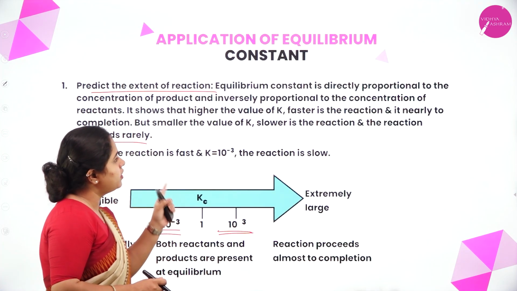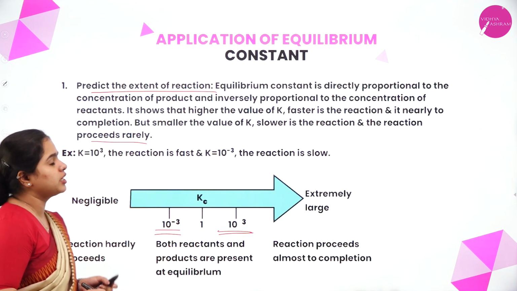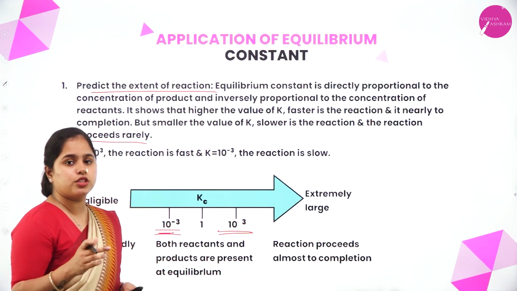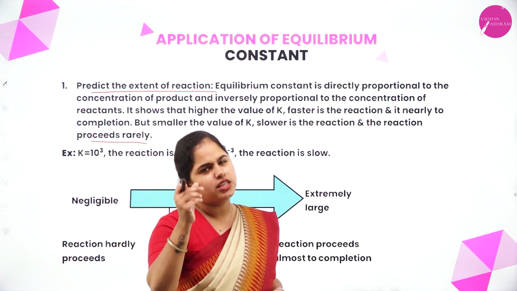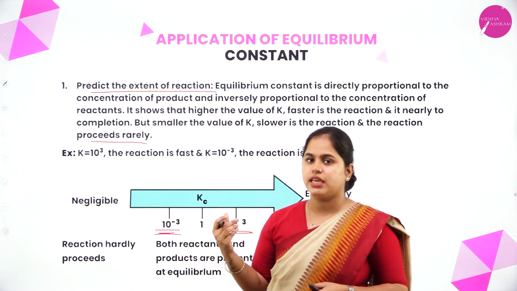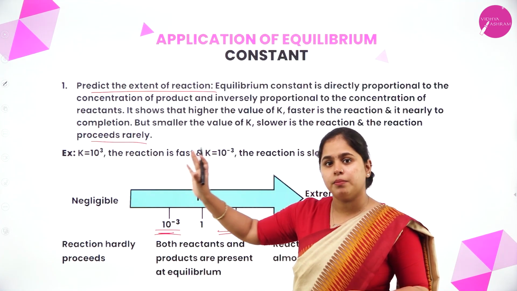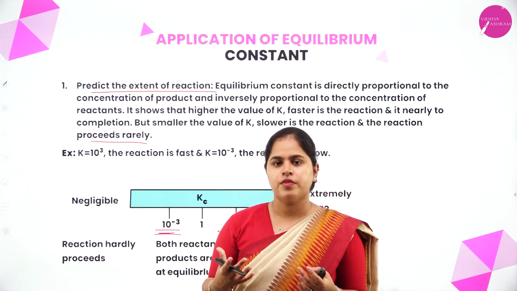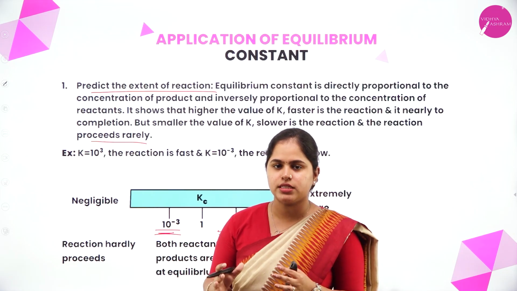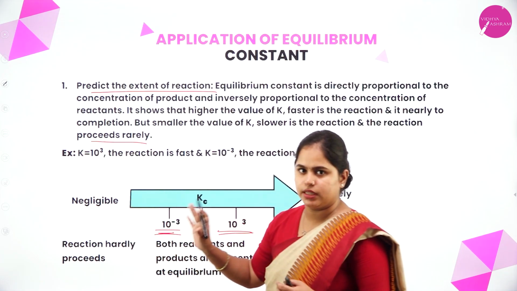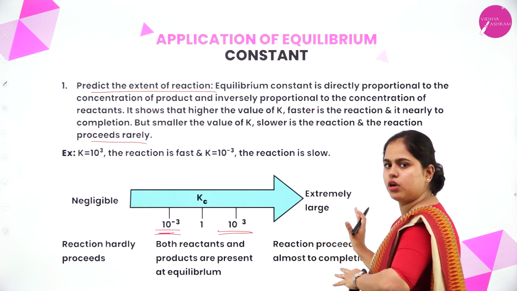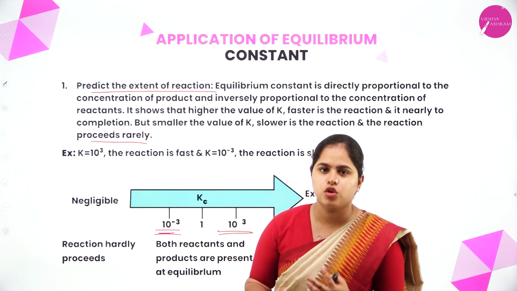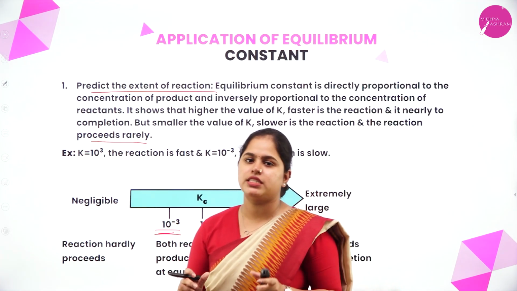But the smaller the value of K, the slower is the reaction, and the reaction proceeds rarely. If the value of the equilibrium constant is 10 raised to the power minus 3 or lesser, that value is very small. In that case, the reaction is still in the beginning. The concentration of the reactants is really high, the reaction is continuing at a very slow pace and more reactants are still present. It still requires more time to complete, or we can say the reaction is rarely happening. It is a very, very slow reaction. So just by knowing the value of Kc, we can predict this.